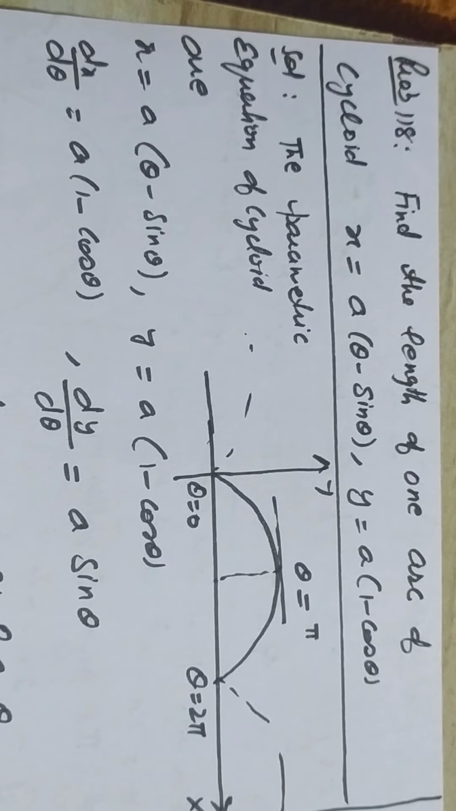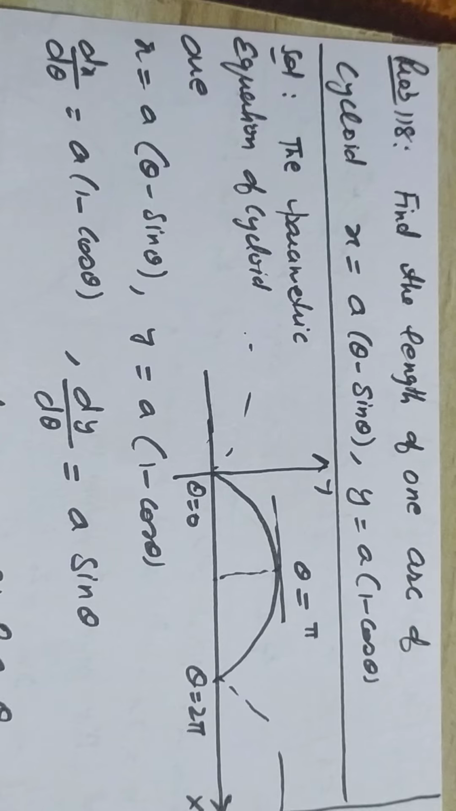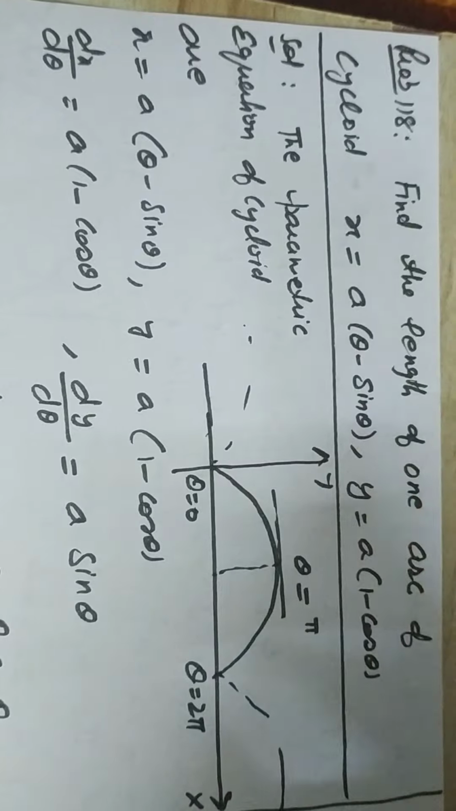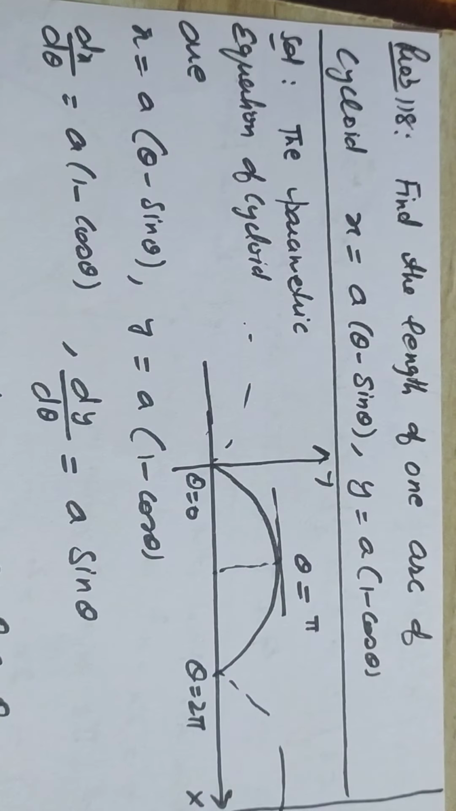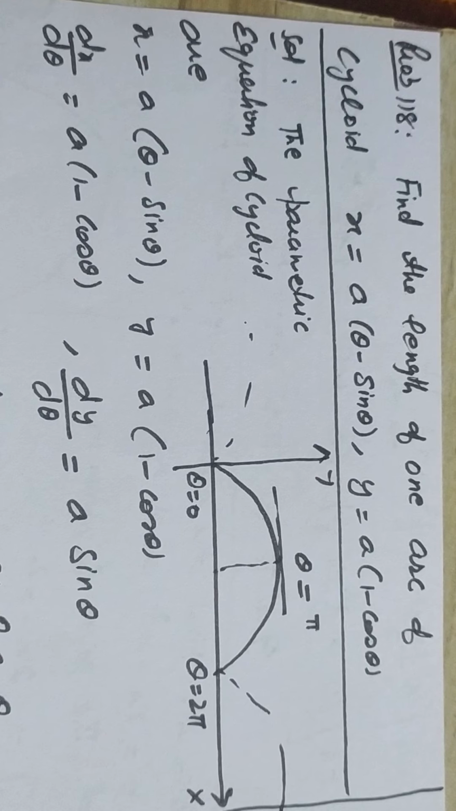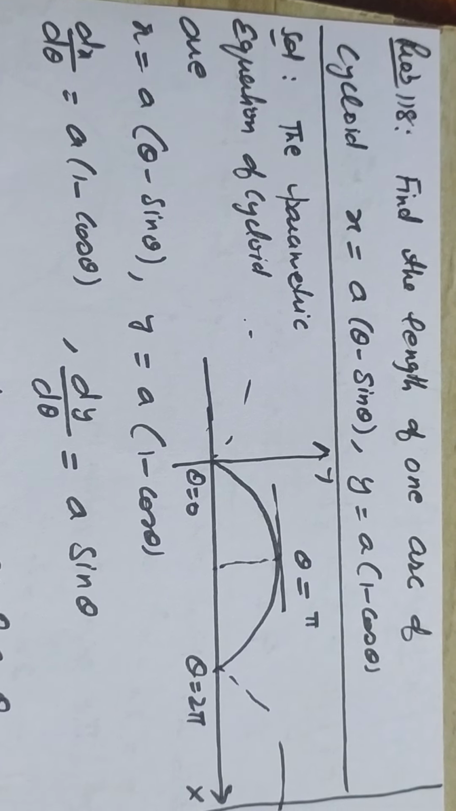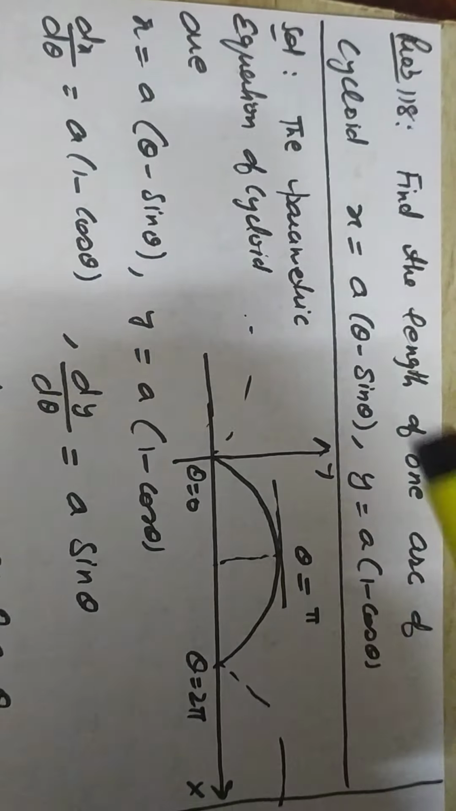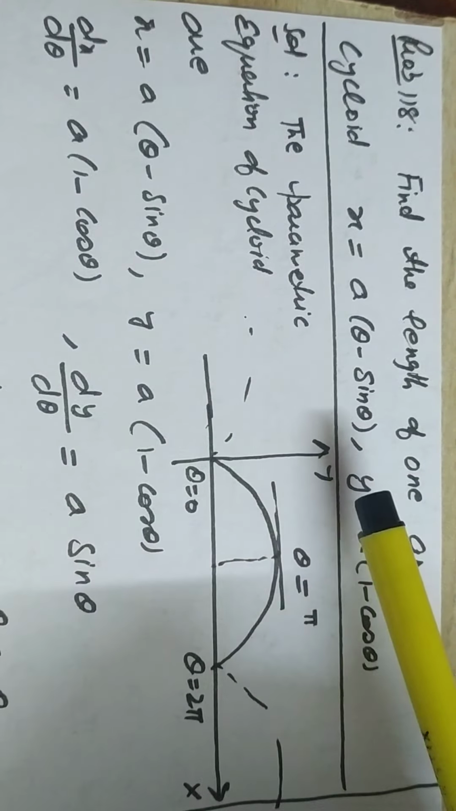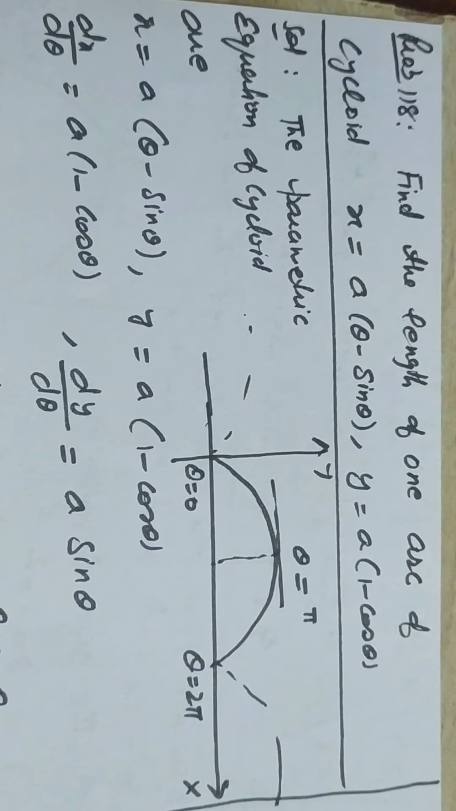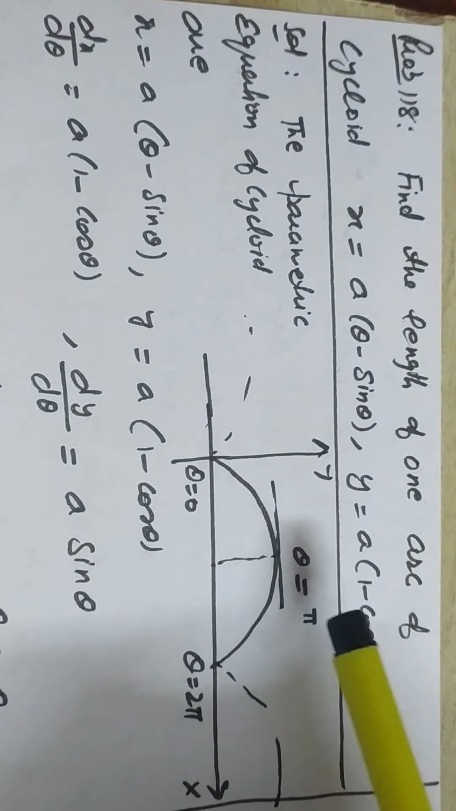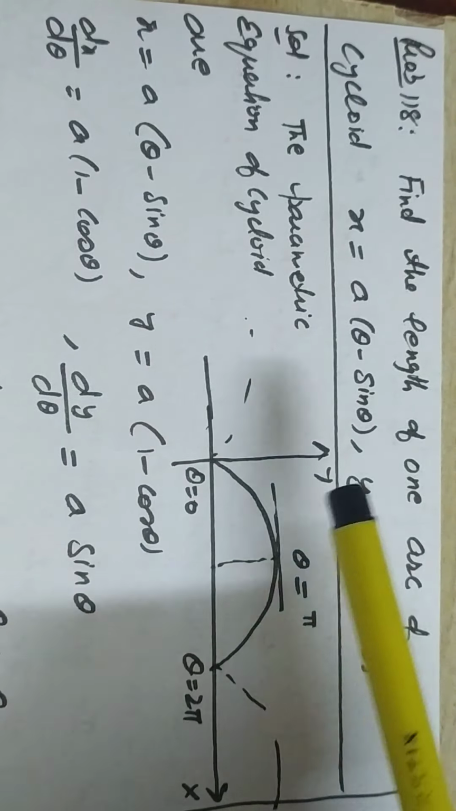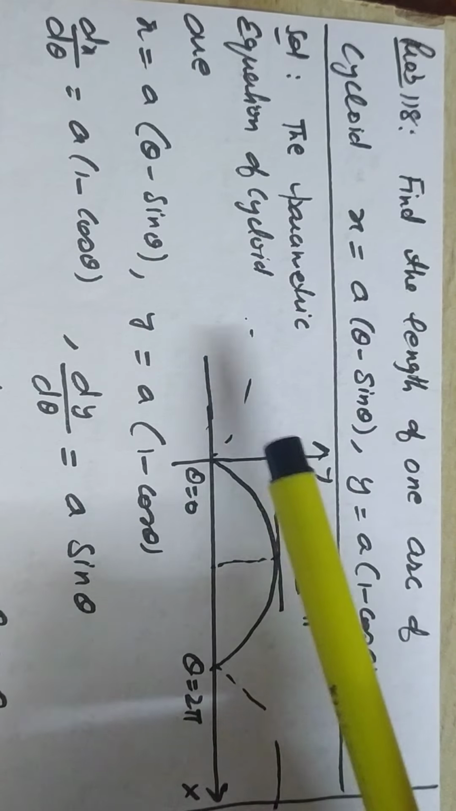Problem 118. To find the length of arc of a cycloid x is equal to a into theta minus sine theta, y is equal to a into 1 minus cos theta. You have to remember that these two values of x and y, which are given in parametric form, give us the following figure in the form of a cycloid, and you have to find out the length of simply one arc.